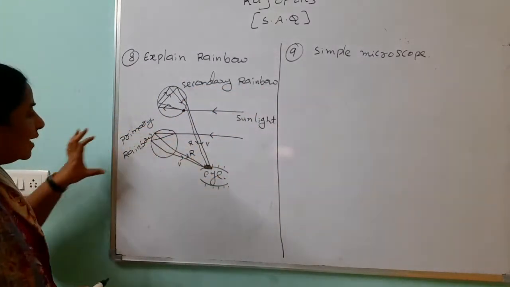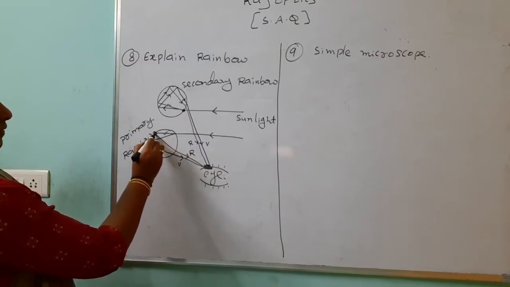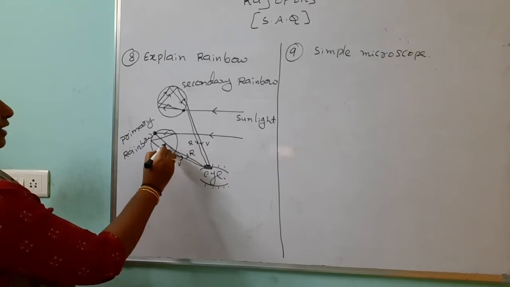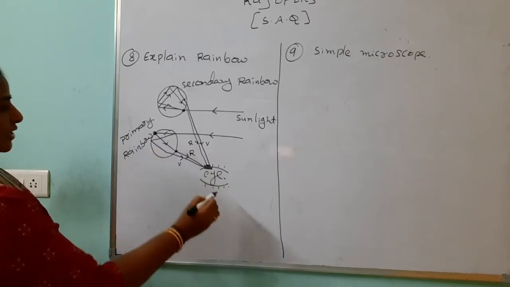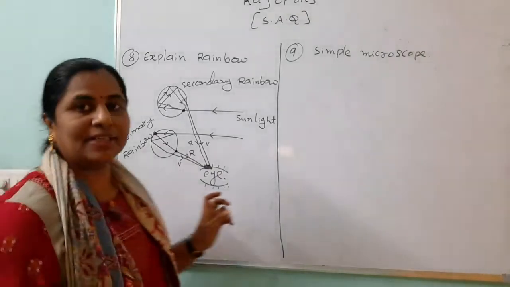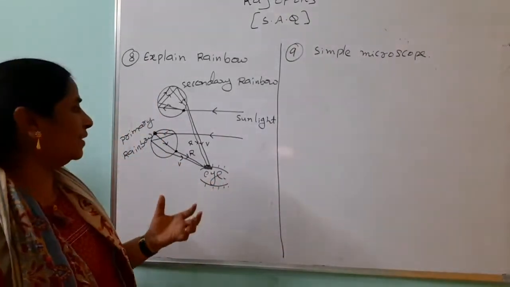Like that primary rainbow, what happens? Same sunlight is coming like this. Look here. This is refraction and this is the total internal reflection and this is the refraction. Here one total internal reflection is there and 2 refractions are there. This is called the primary rainbow.